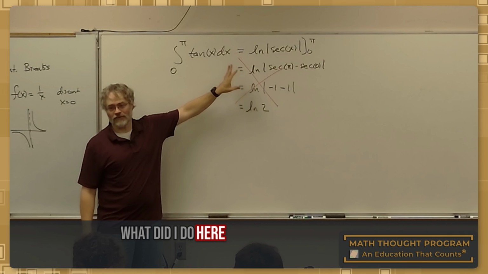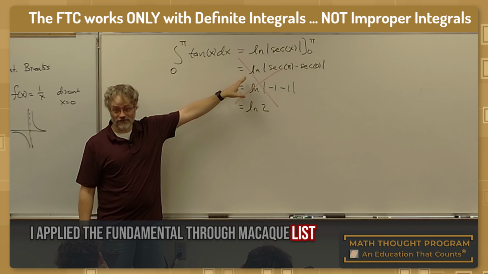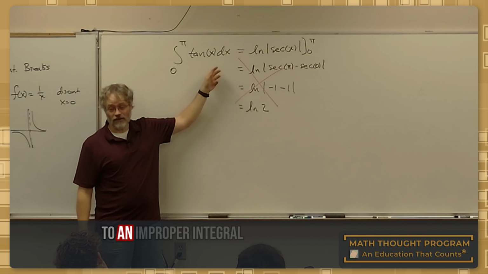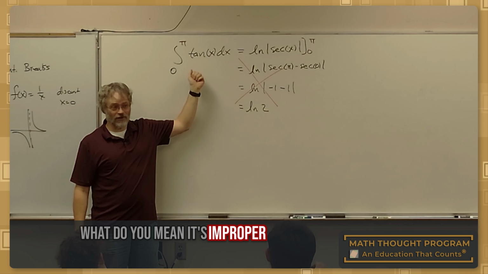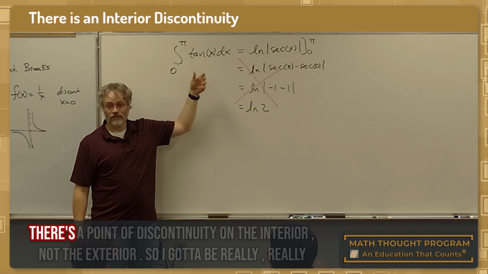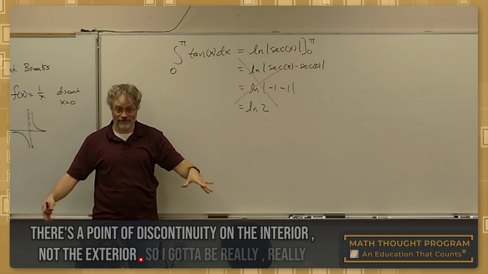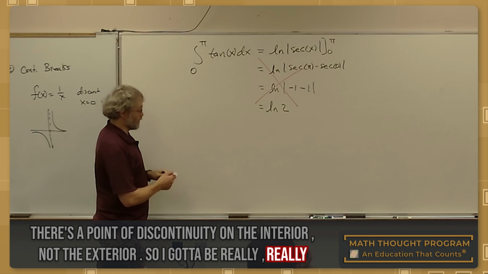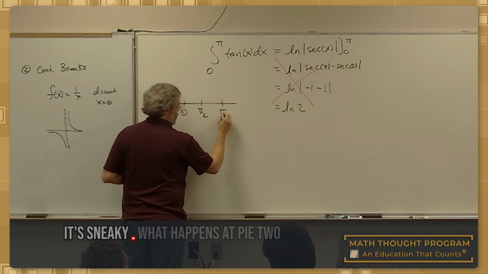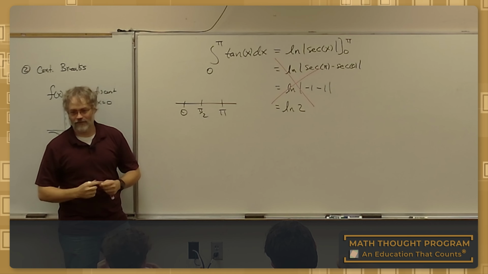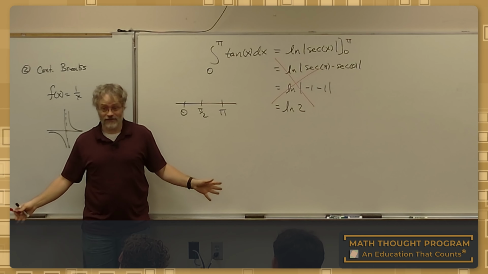What did I do here? I applied the fundamental theorem of calculus to an improper integral. What do you mean it's improper? There's a point of discontinuity on the interior, not the exterior. So I've got to be really, really careful. It's sneaky. What happens at pi over 2? The whole entire house of cards collapses.